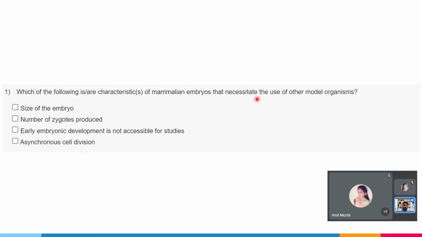Which of the following characteristics necessitate use of other simpler organisms? We have also looked at C. elegans as well. So, what are the reasons for that? That is what the question is asking us. Is it the size of the embryo, the number of zygotes that are produced, early embryonic development is not accessible for studies, or asynchronous cell division? So, which of the following is the reason? Will anyone try to answer this?